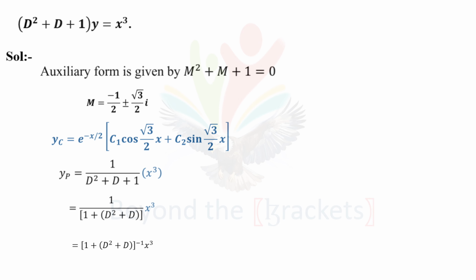Now we apply the formula 1 plus D inverse, which is 1 minus D plus D square minus D cube plus so on. Here the entire term D square plus D is taken as D. Expanding according to the formula, we get 1 minus of D square plus D plus D square plus D whole square minus D square plus D whole cube plus so on.